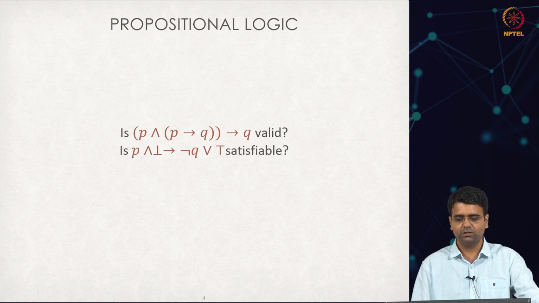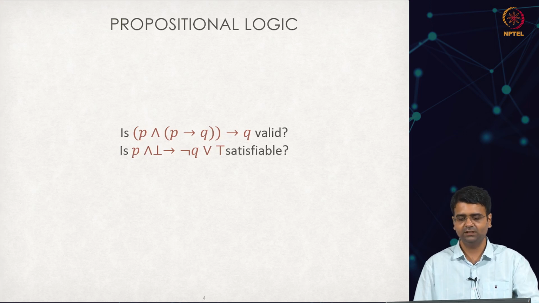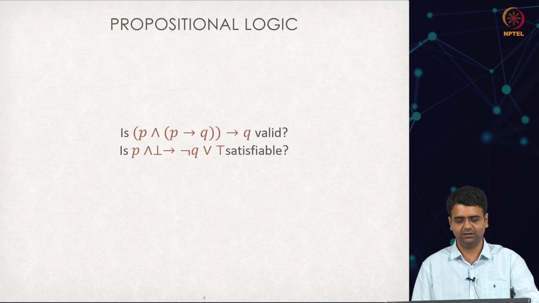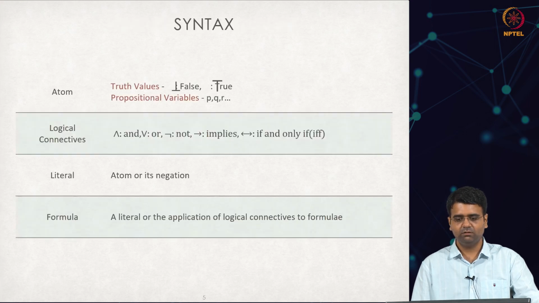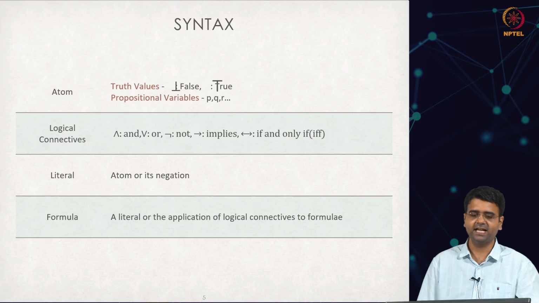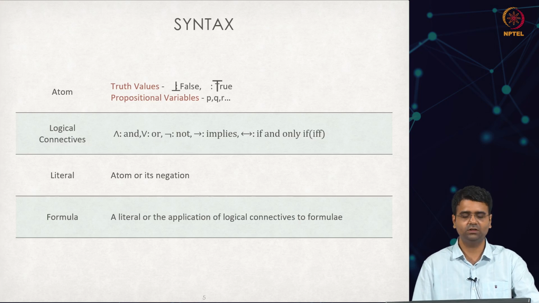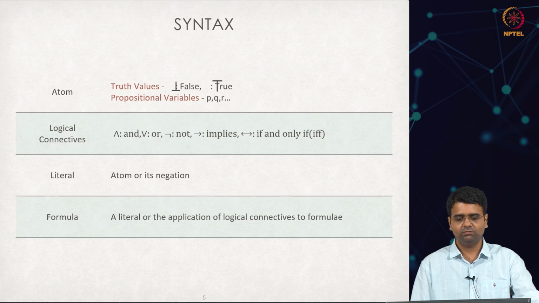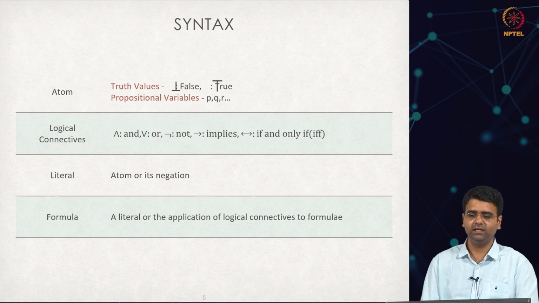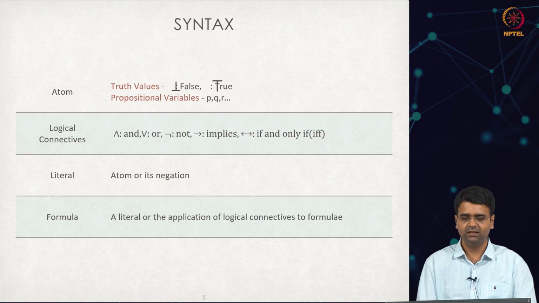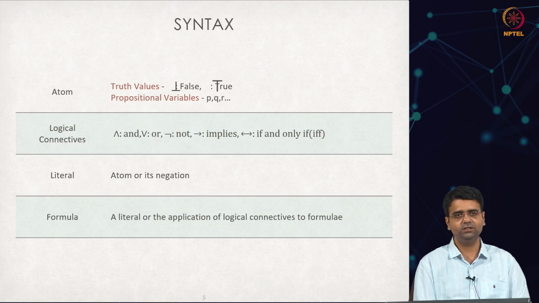Let's try to understand what all these variables mean, what these logical connectives are, and what validity and satisfiability mean. We will first start off with the syntax for propositional logic. Let's go step by step. The very first thing that you need to understand about propositional logic is this notion of an atom. An atom is either a truth value or a propositional variable. There are just two truth values, either false or true.